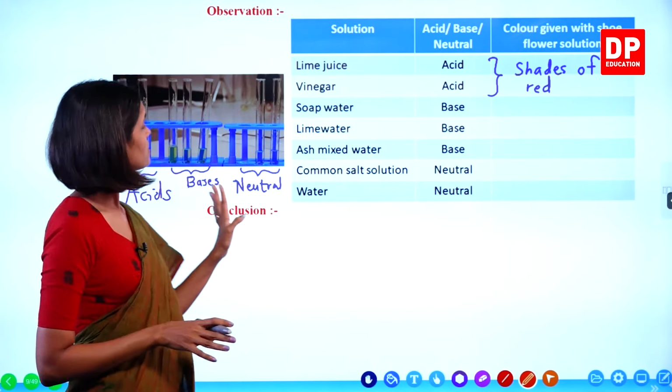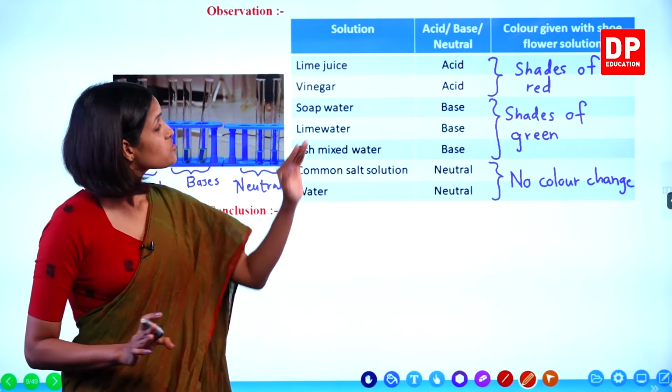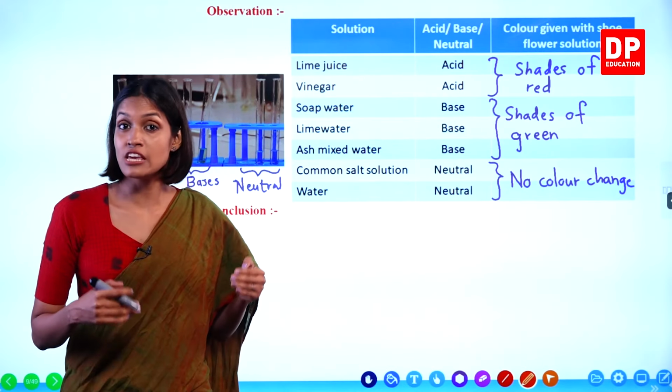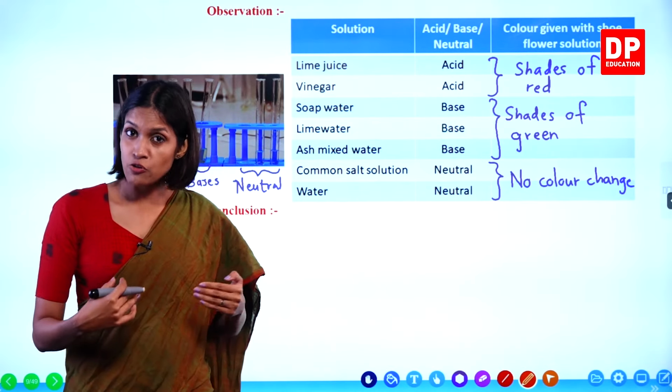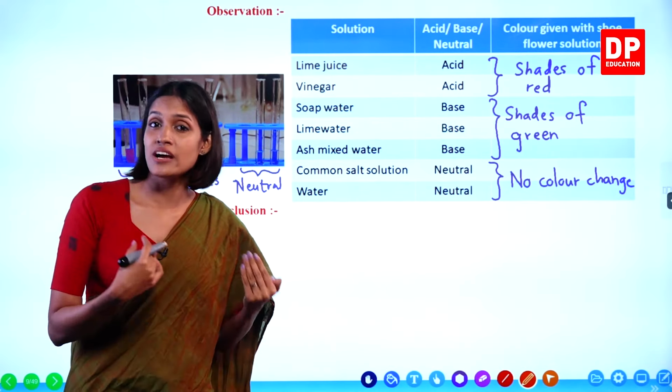Okay, so when you do this activity at home, children, remember, don't limit yourself to this list. You can find many other acids, bases and neutral substances. Okay, so find them as well. Check whether they also change the color in the same way, right? Because when you use more acids, more bases and more neutral substances, the observations are very clear. Here we used only 7 different types of solutions.